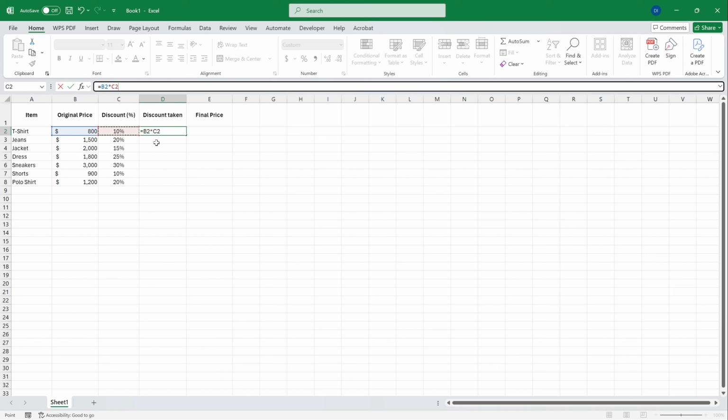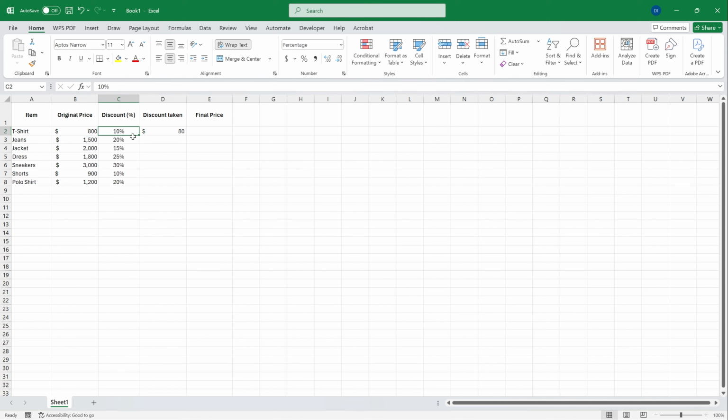Now you have to ensure though, before you do this one, that each of the numbers here are actually set for percentage. Otherwise this will not work. So in my example it's 10 and it is in percentage. So yeah, that is how it's gonna work.